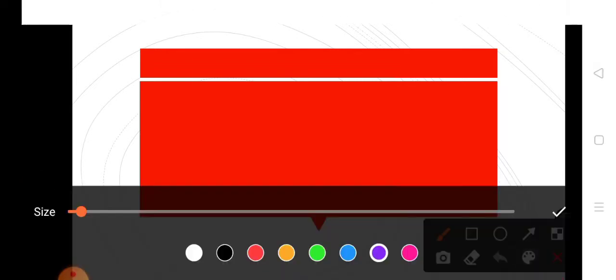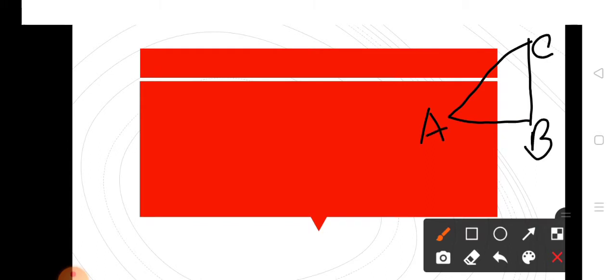To do this, I'm taking a triangle ABC. It should be a right triangle. This is my A, this is my B and this is my C. Now B is 90 degree here. A is some angle here. In right triangle ABC, the right angle is at B.